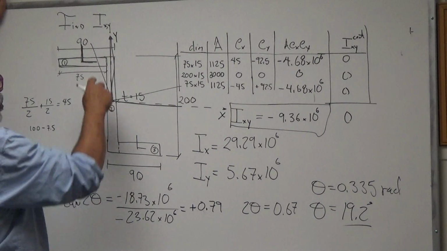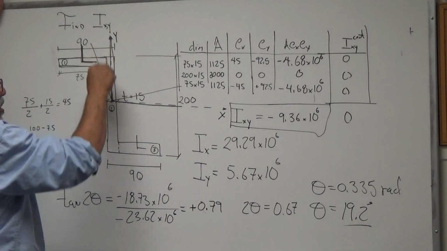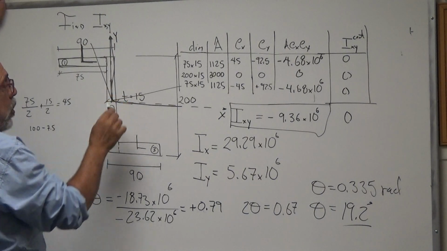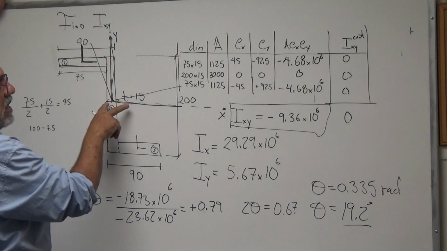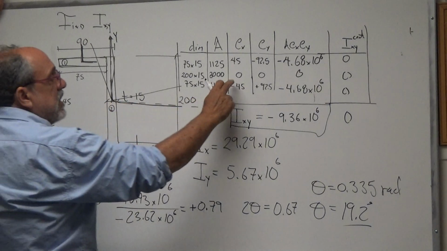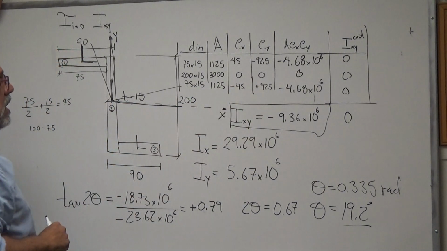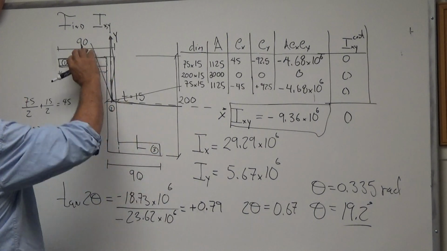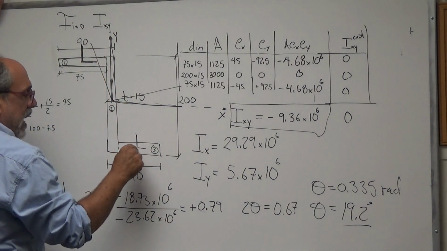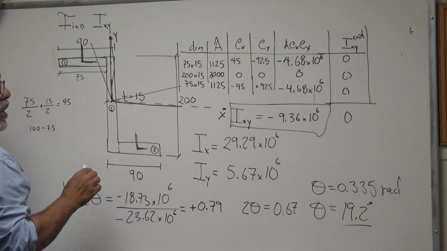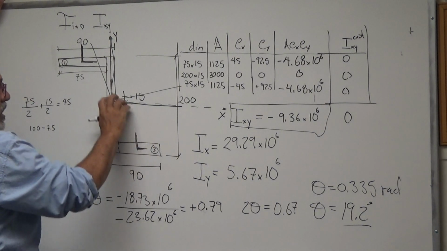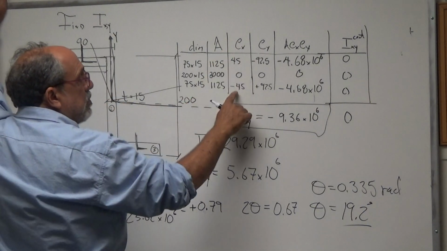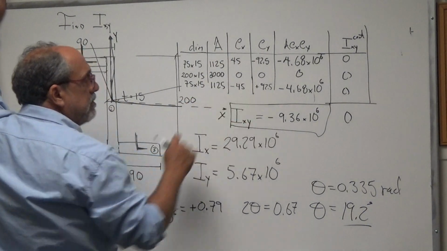So the second piece, which is the vertical one, has its centroid coinciding with the XY axis. Therefore, I don't have to shift it at all. And the third piece, which is here, it's exactly the same as this one. It also has its centroidal axis here. And in order for me to shift them to here, I have to shift them to the left and up. Therefore, I have to shift them negatively and positively.